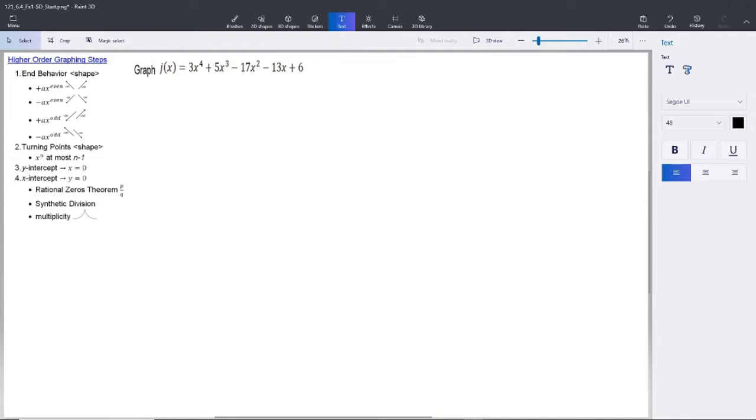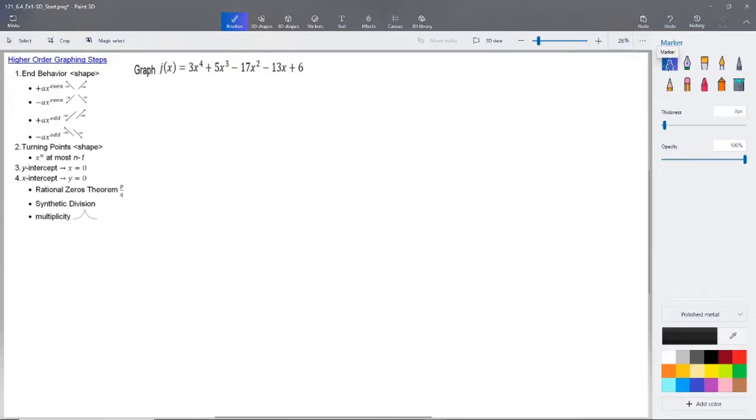All right, so I've put the higher order graphing steps to the left on our screen. And so let's talk through this step by step. Step 1. What is the end behavior? Well, I see that we have x to the fourth, and I see this is positive 3. So it tells us that the left and the right are both going to go up, which is the same as saying they're both going to positive infinity. All right, we've got that taken care of.